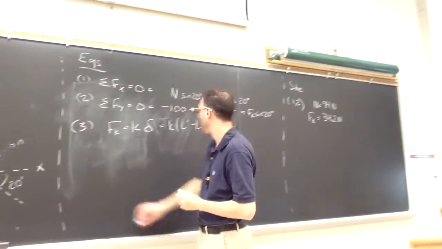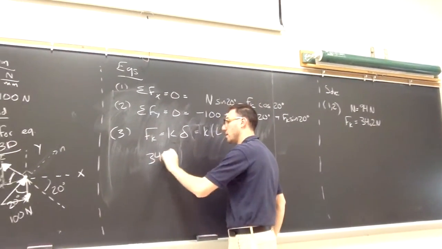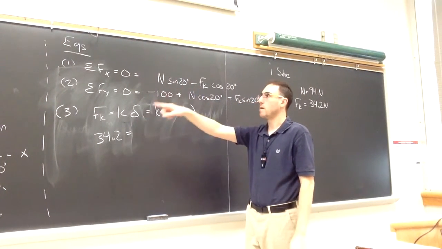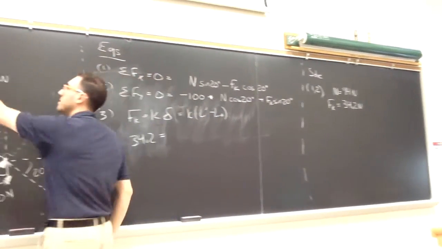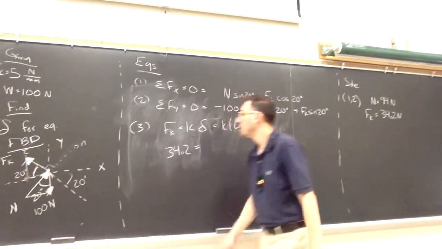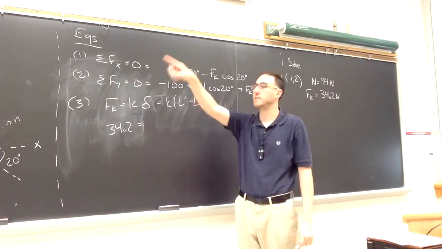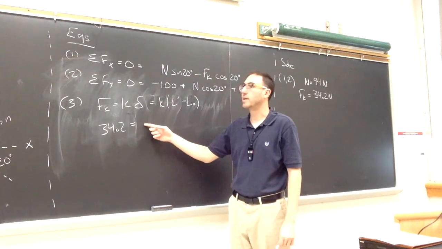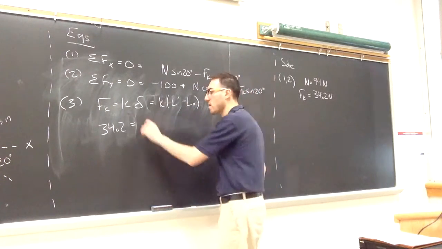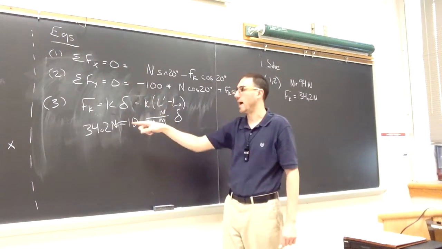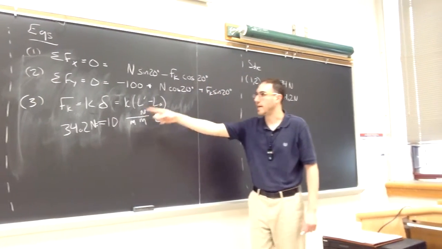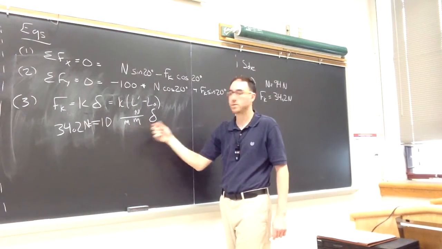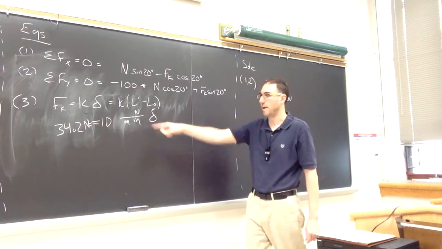Fk we just found was 34.2 newtons. For the spring constant, I want to be careful here, I'm going to call this x tilde just so I don't confuse them. The spring constant of the spring is actually 2 times k, where they gave us k as 5 newtons per millimeter, which means that the spring constant is 10 newtons per millimeter. I know Fk at this point. K I can find, so the only thing I don't know is delta. So I can now solve equation number 3. I will leave it in newtons and millimeters, so delta must be in millimeters for my units to match.